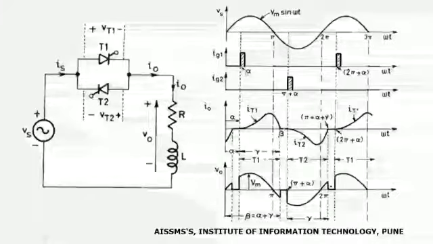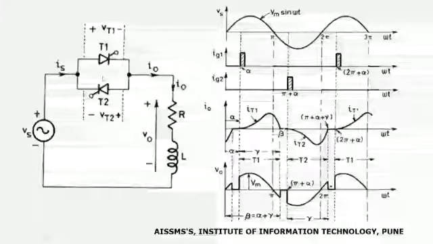At a firing angle alpha, triggering pulse is applied to T1, and with this T1 starts conducting, or we can say that T1 will get turned on, and with this the load will get connected to source through T1, and current starts flowing from source through T1 through RL load back towards the source. As the load consists of an inductor, the current flowing through the load starts gradually increasing towards the maximum value. And during this flow of current, energy gets stored in the inductor.